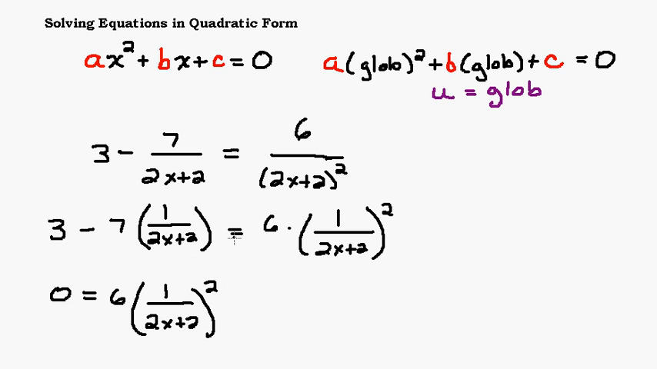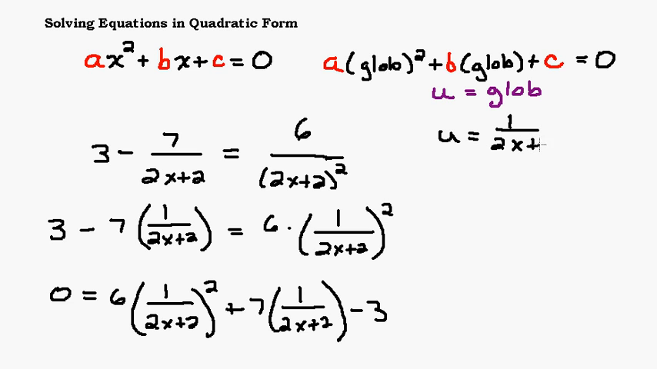Okay, so then let's add this whole 7 times my glob, 1 over 2x plus 2, and then subtract the 3 over. Alright, so now you can really see it, hopefully, this glob squared. So we know we want our u value to be 1 over 2x plus 2. So we're going to put a u right in there where that glob is. So now we're going to have 0 equals 6u squared plus 7u minus 3.